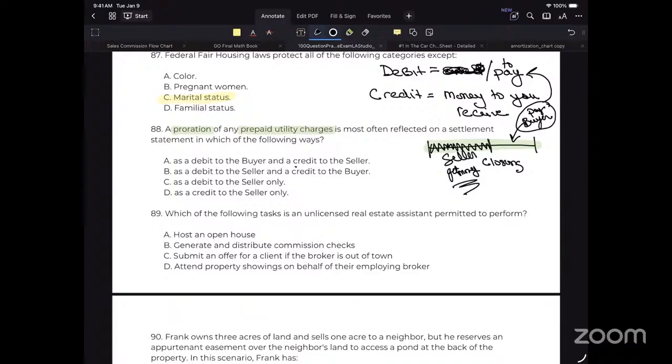So A looks good, credit to seller, debit to buyer, but let's make sure the other ones are not right. It's not a debit to the seller and a credit to the buyer. It's not a debit only to the seller. It's not a credit only to the seller. When we draw it out, we see our answer. Our answer is A.